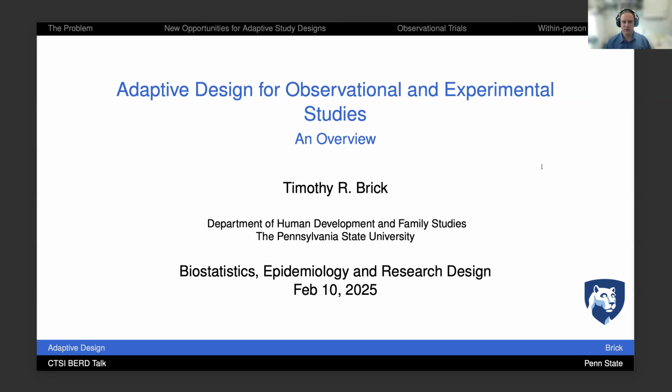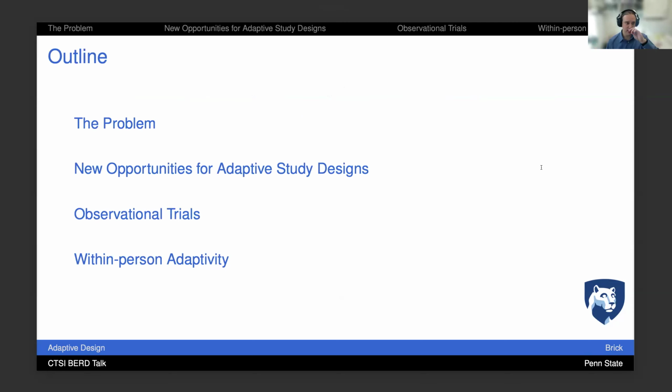To give a general overview of the way I'm going to frame this, first I'm going to talk about the problem that adaptive designs were initially developed to solve, and the solutions that have built up from that. We'll talk a little bit more about new opportunities that those designs have developed, and then start talking about one of the places where they're just starting to be seen, which is in observational trials rather than intervention trials. And then finally, the part where I start to get excited the most, which is about within-person adaptivity and trying to take these designs to the next level.